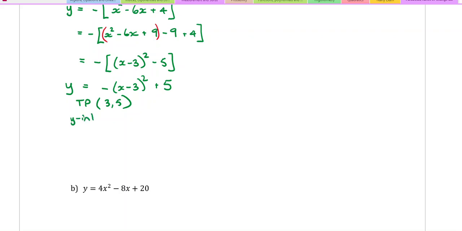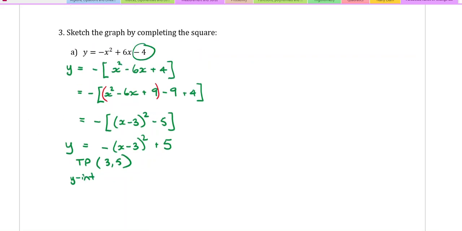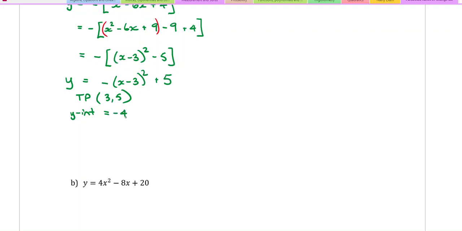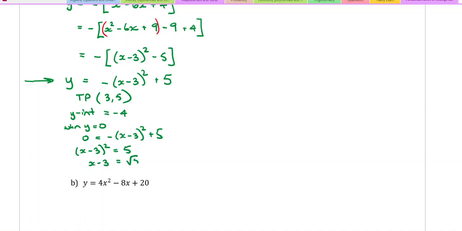Then my y-intercept, looking at the original equation, will be the negative 4. And the x-intercept is when y equals 0. If I put that into this equation, I would get 0 equals minus x minus 3 squared plus 5. Move the bracket to the other side to make it positive. Square root, plus or minus root 5, and then add the 3 over. So it'll be positive 3 plus or minus root 5.